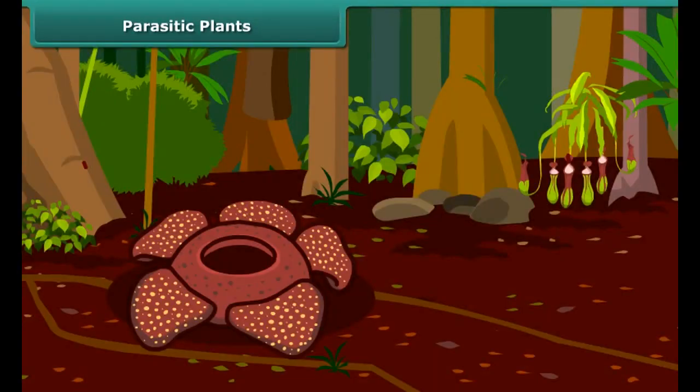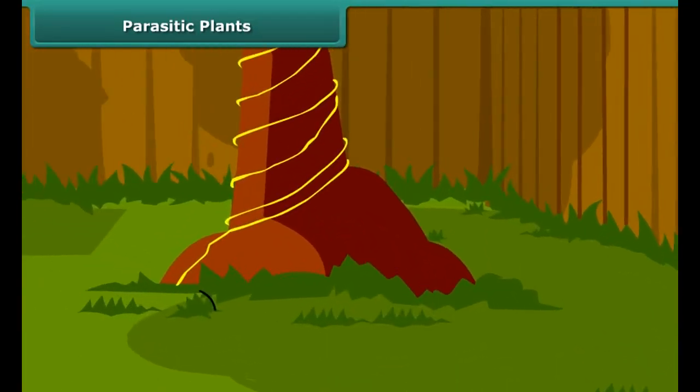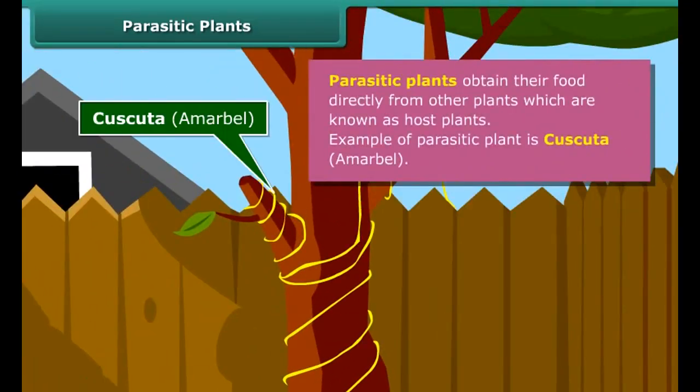The plants which obtain their food directly from other plants are known as parasitic plants, and those plants from which they obtain food are known as host. You might have seen Kaskata, Amarbale, nearby you, which is an example of a parasitic plant. It coils around the stem and branches as a yellow, tubular structure. You'll be surprised to know that it does not contain chlorophyll, so it takes ready-made food from the plant on which it is climbing. The plant on which it climbs is called a host.